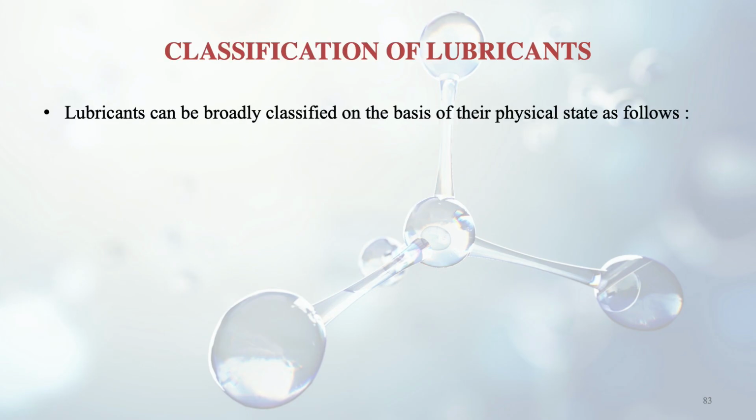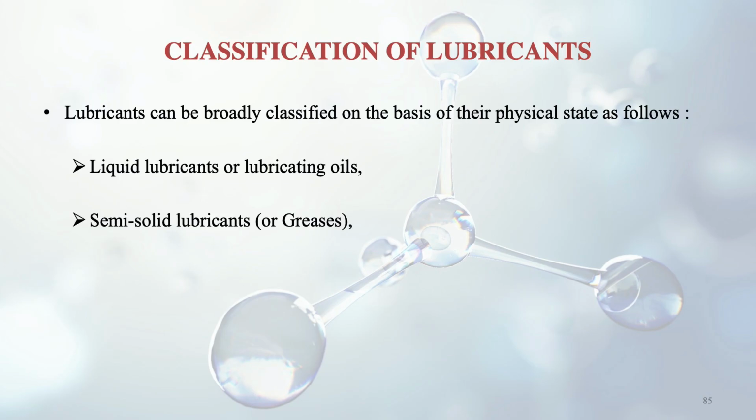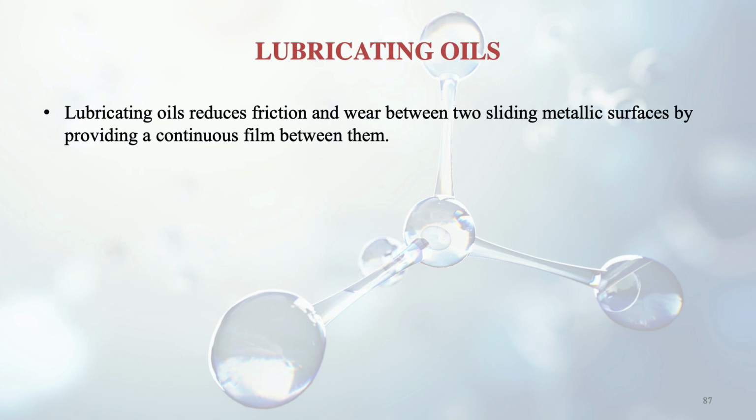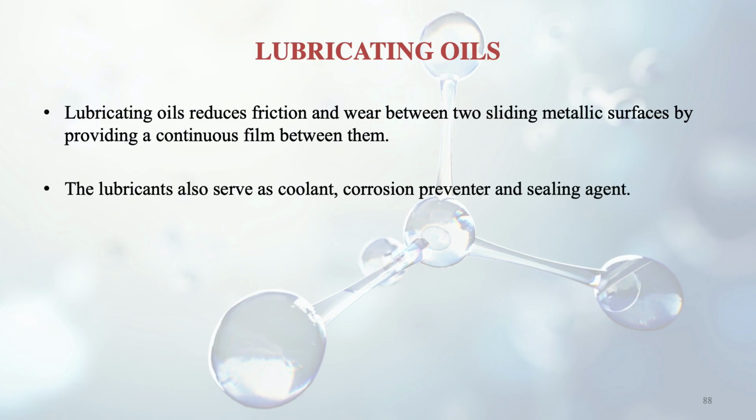So now the classification of lubricants on a different basis, that is on the basis of their physical state. They may be liquid lubricants or lubricating oils, or semi-solid lubricants or greases, or solid lubricants. So three types are there. First of all, we discuss the lubricating oils. Lubricating oils reduce friction and wear between two sliding metallic surfaces by providing a continuous film between them, like we have seen earlier also. Then the lubricants also serve as a coolant at the same time.